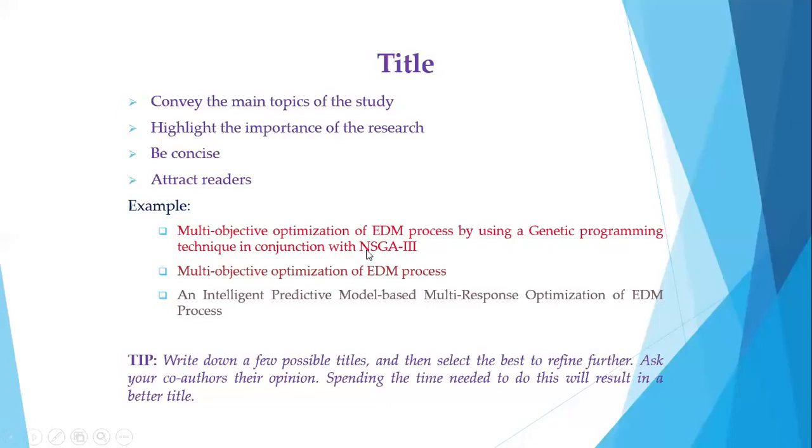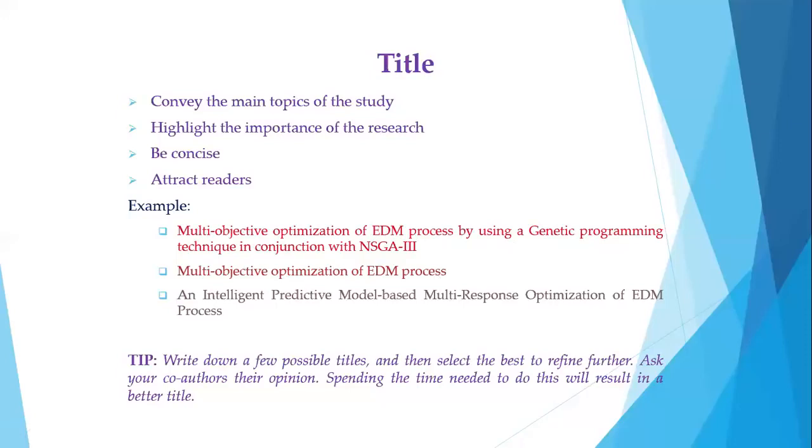And if I want to use it in the title, I should give the full form. Okay, I should give the full form. That is what we can do. Now another way of doing this, if I follow this rule of be concise, then what I can do is that instead of this title I can use this title, multi-objective optimization of EDM process. Okay, this title is again very concise.